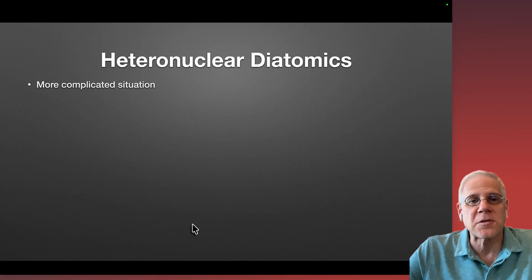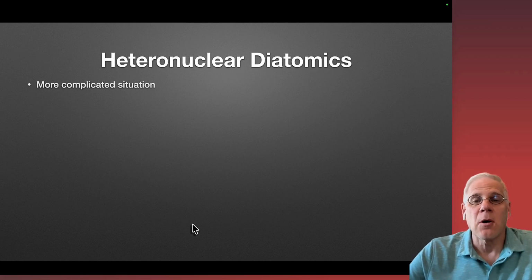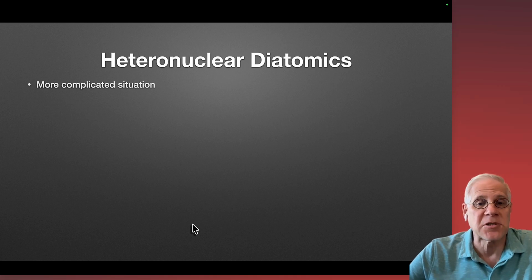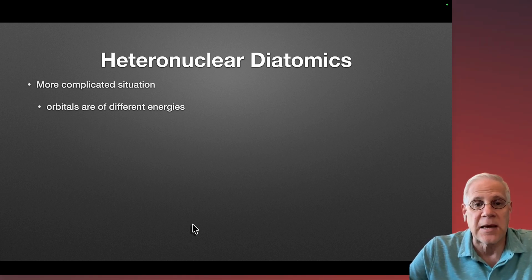Up to this point, the molecules we've been looking at have been homonuclear diatomics, where the atoms are the same on both sides. For heteronuclear diatomics, we're going to have different atoms on the two sides of a molecular orbital diagram. This is a more complex situation than homonuclear diatomics, mainly because your orbitals on the two atoms are going to be different, and that can cause some different situations.